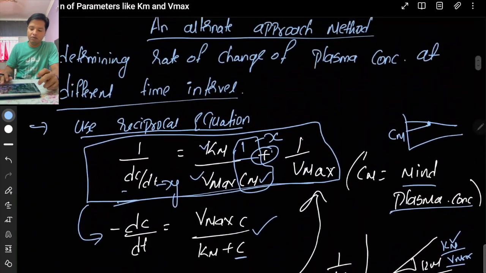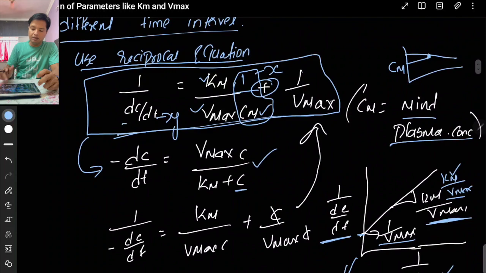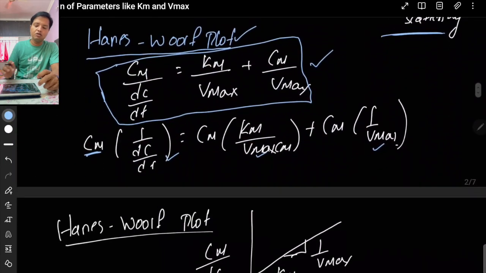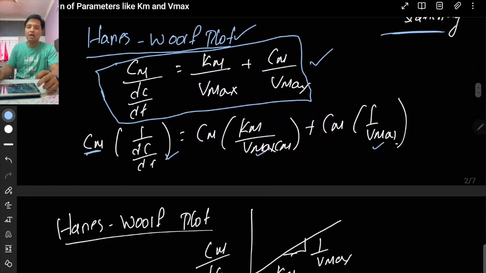The Hanes-Woolf plot is obtained by multiplying the reciprocal equation of the Michaelis-Menten equation. What is the reciprocal equation? This particular thing is the reciprocal equation. This equation you should multiply with Cm. You will get the Hanes-Woolf plot.